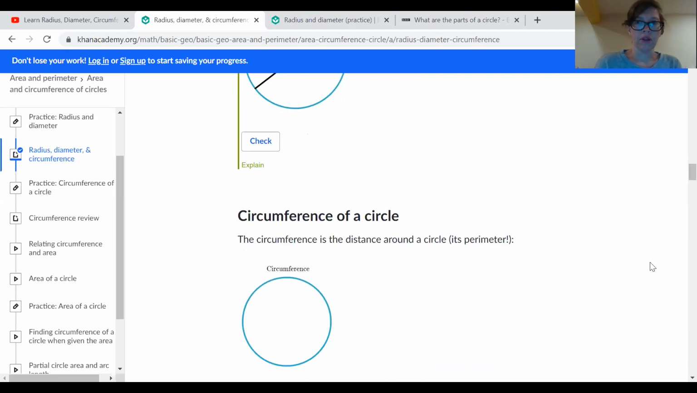All right, and it just says review, the circumference is the distance around a circle, its perimeter. But we will go into finding out circumference in our next lesson. So we're not going to do any more circumference today.